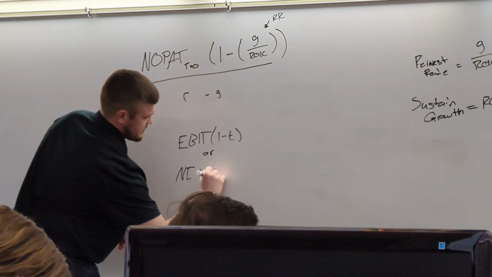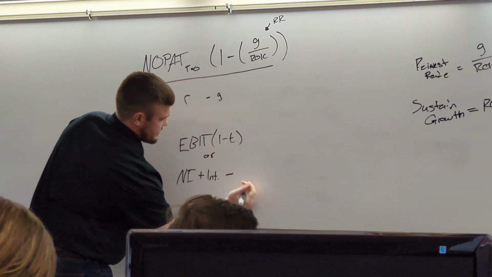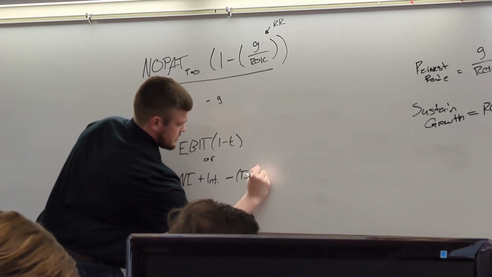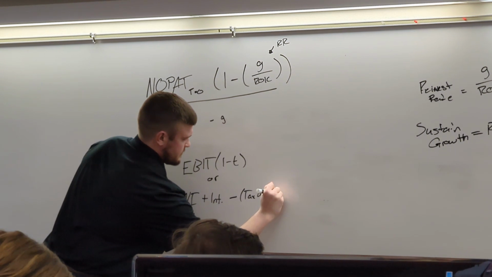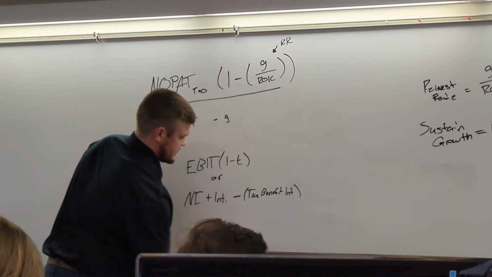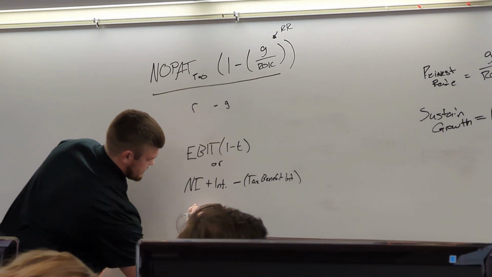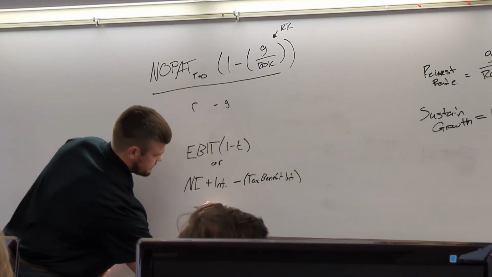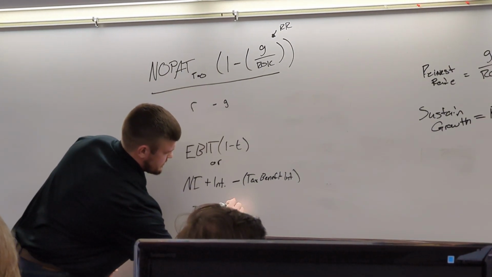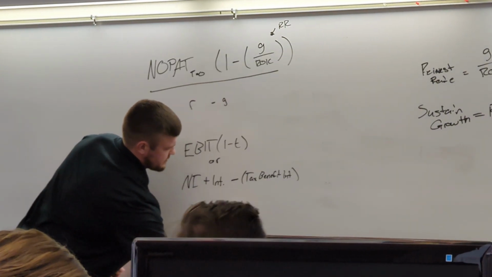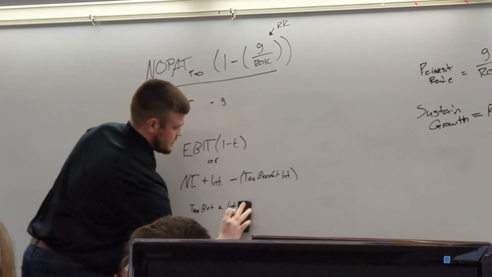Or we can do net income plus interest, subtract out the tax benefit of interest. Typically that's just the tax benefit equals interest, or interest times your tax rate.